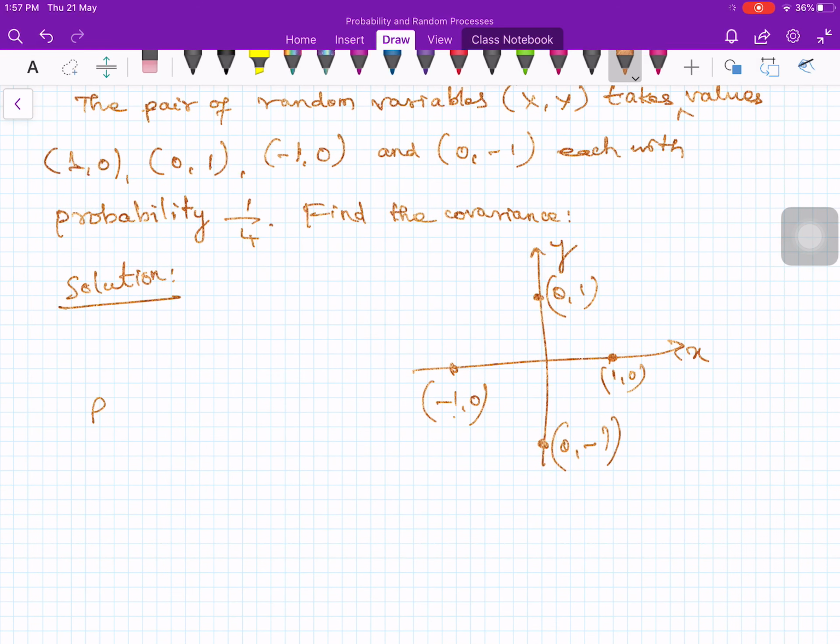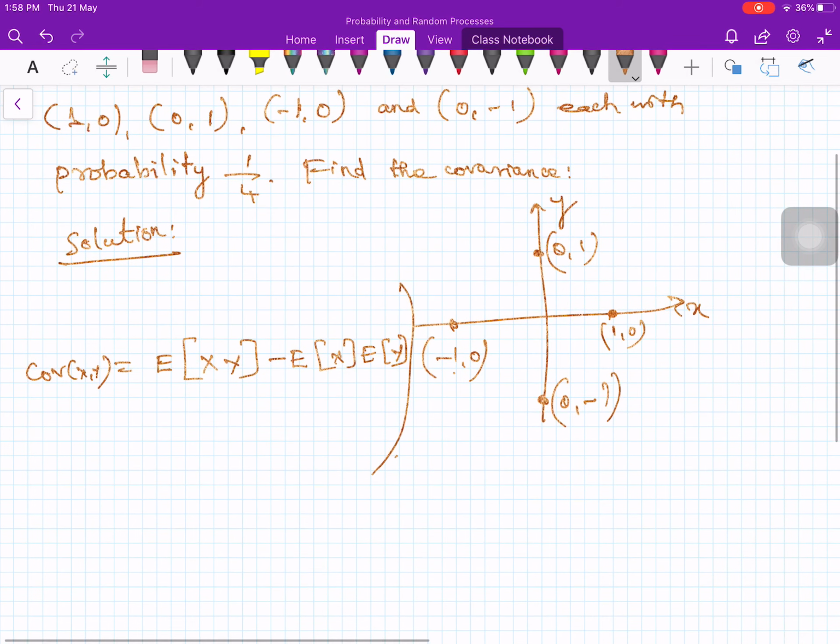The covariance formula, the short form, is E of XY minus E of X times E of Y. This is not the correlation coefficient, this is the covariance of X and Y. So this is the formula. Now we need to find out what is E of XY, E of X and E of Y.